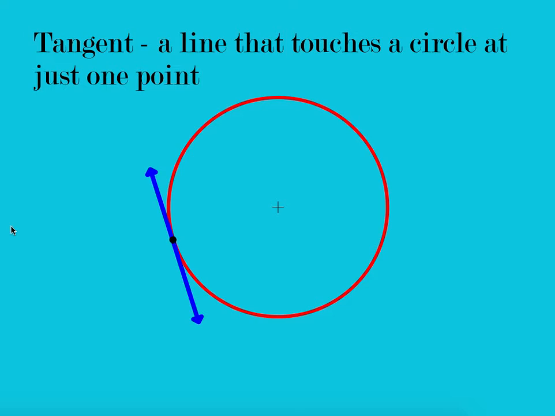We also have tangents, and that's a line that touches the circle at just one point. So here I've drawn a tangent, which is a line that touches this red circle at just this one little dot right there. At that one point, those two actually intersect.